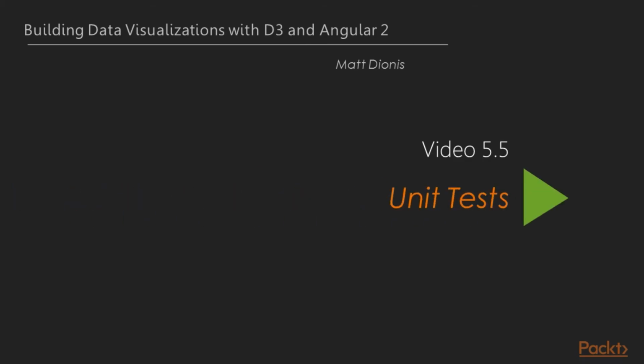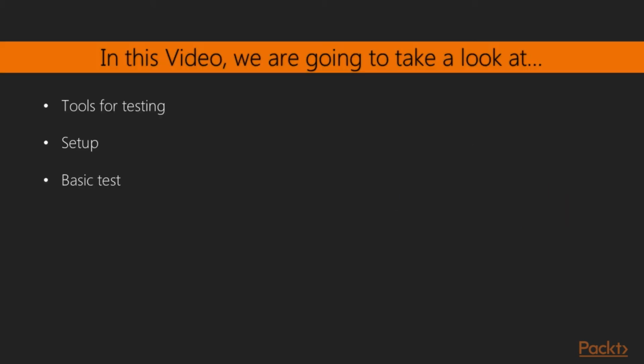We should aim to build testable applications, and Angular 2 makes it easy to set up both unit tests and end-to-end tests. In this course, we will focus on unit testing using the Jasmine testing framework and the Karma test runner. We will begin by discussing the tools we will be using for testing our app. We will then walk through setting up a basic testing architecture. Finally, we will write one very basic test and run it to confirm that our testing setup works.